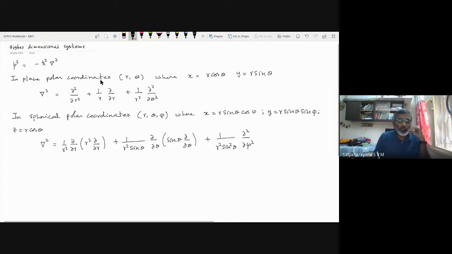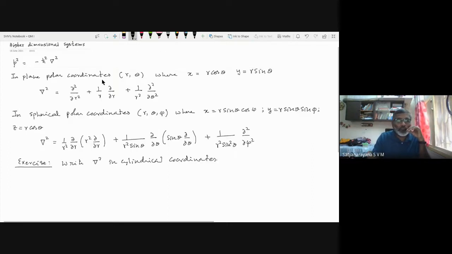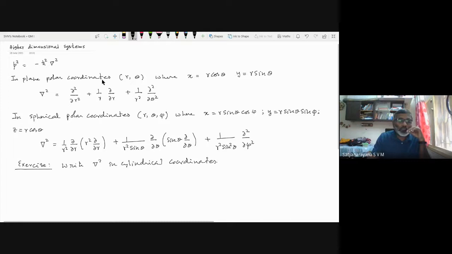So this is an expression for spherical polar coordinates. Now this is something which we should use in our applications, and I think it's not very difficult for you to guess what is del square in cylindrical coordinates. So I will not write it here. I will leave it for you to write it. Okay, so this is an easy exercise.